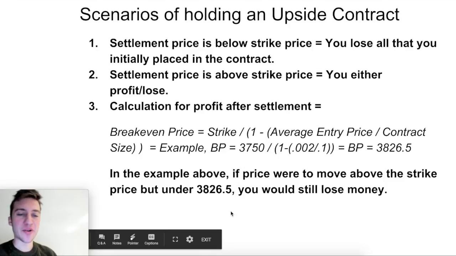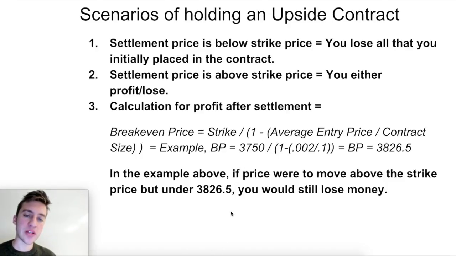And let's go into the scenarios of holding an upside contract. So the first scenario is just that the settlement price is below your strike price. You lose all that you have placed on that contract. Let's say you buy an upside and the strike price is $3,750. So we need price to go above $3,750. Unfortunately, at 7 a.m. Eastern time, price is at $3,700. You lose that contract.